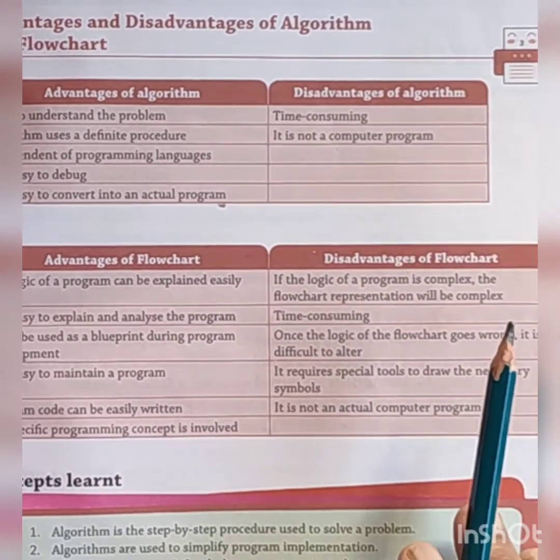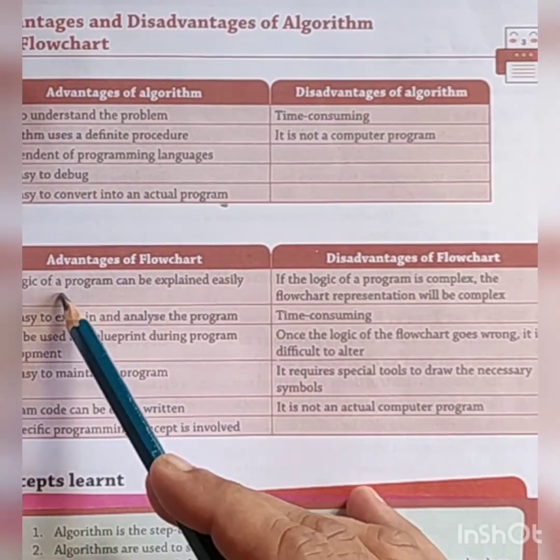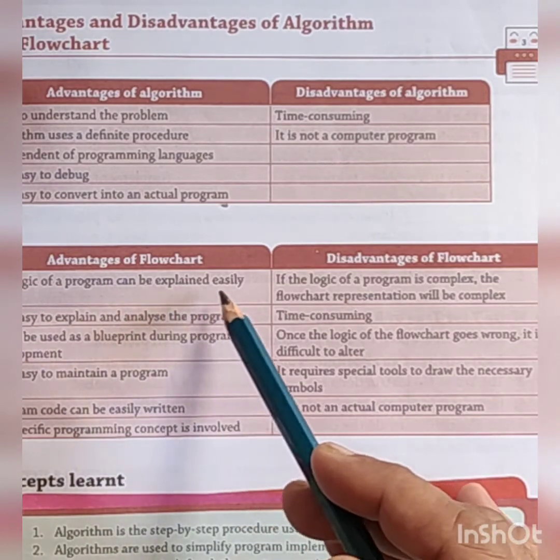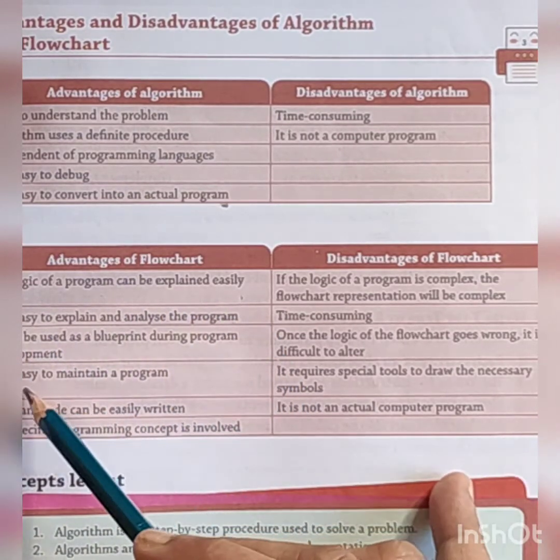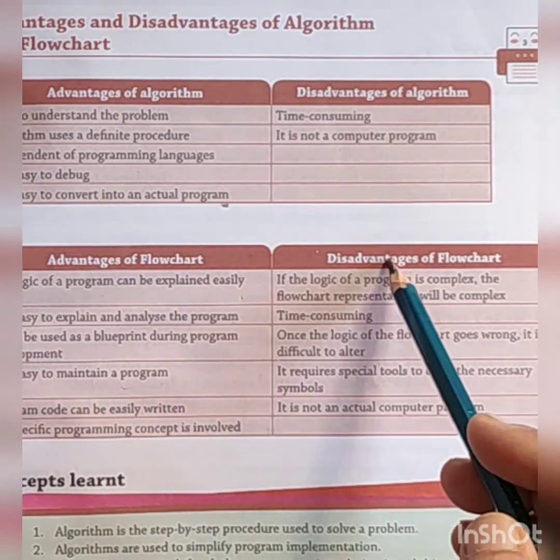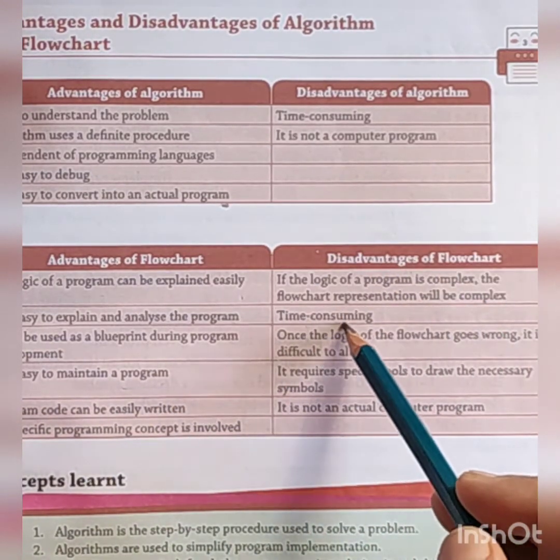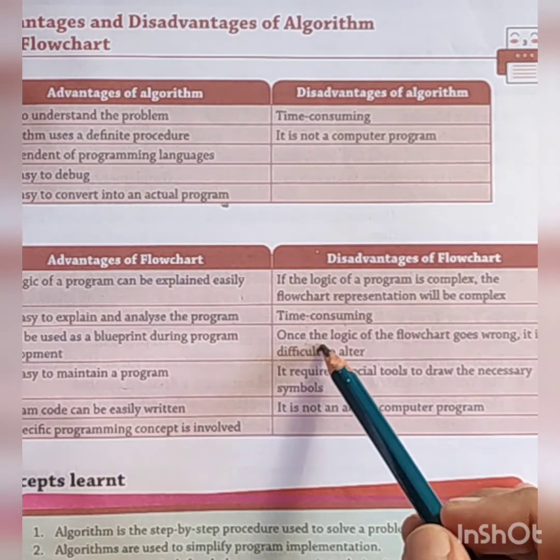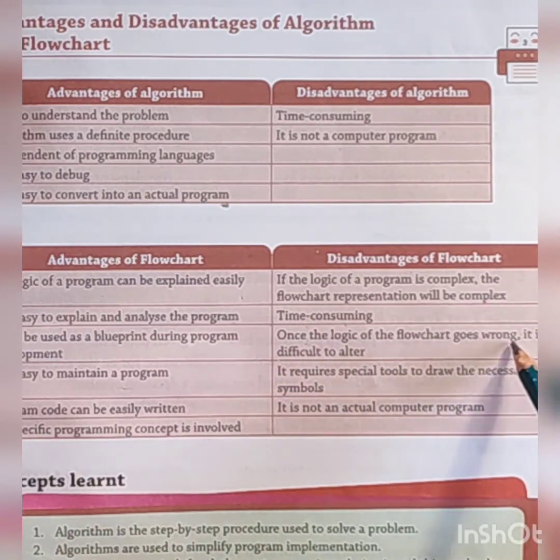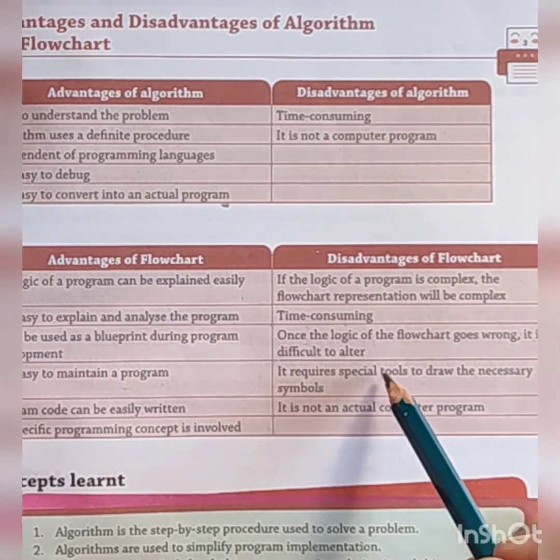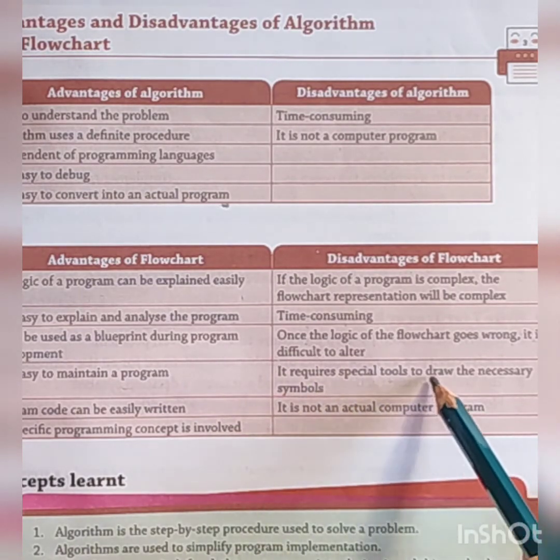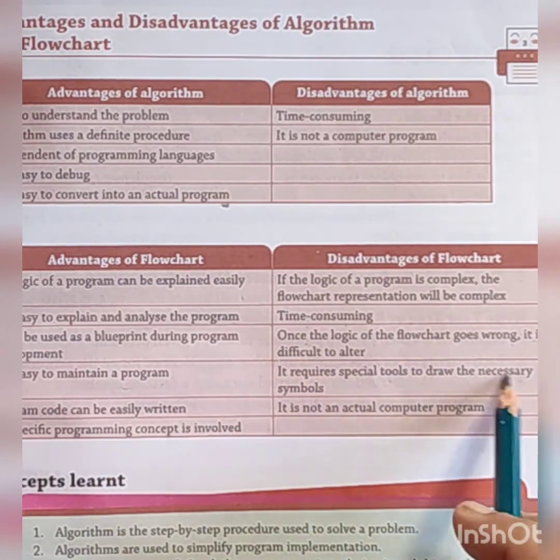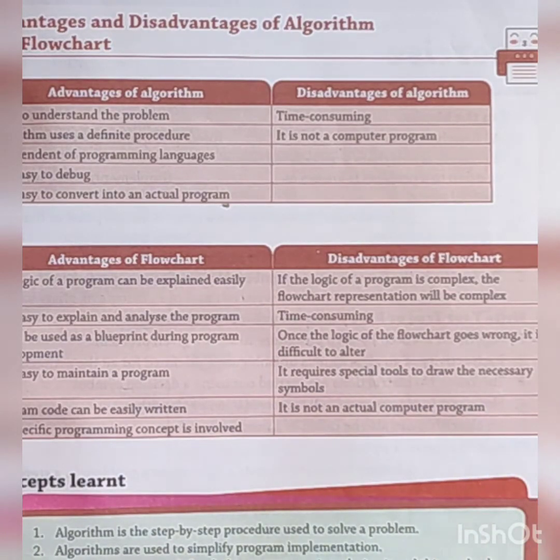Advantages of flowchart. What are the advantages of flowchart? The logic of the program can be explained easily. Very important. It is easy to explain and analyze the program. It is easy to maintain a program. But there are certain disadvantages. Time consuming mostly. Once the logic of the chart goes wrong, it is difficult to alter. Yes, correct. It is very important. It requires special tools to draw the necessary symbols. So, these are the advantages and disadvantages.